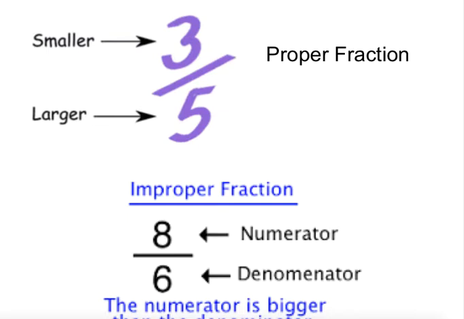In an improper fraction, the numerator is greater, bigger, larger than the denominator. And there is a spelling error here on denominator. That should be an I. So the numerator is bigger than the denominator, and that makes an improper fraction. So we have a proper fraction and an improper fraction.